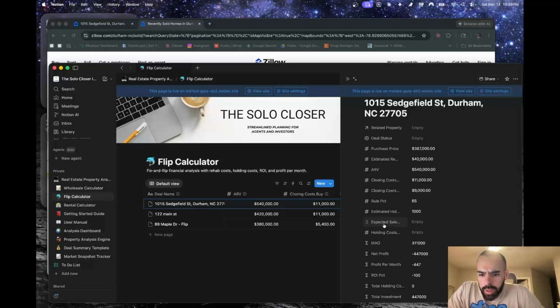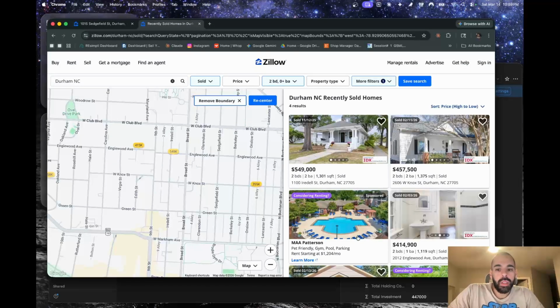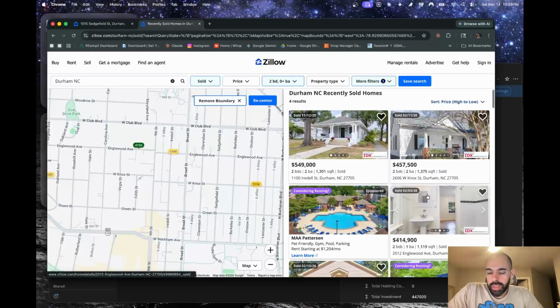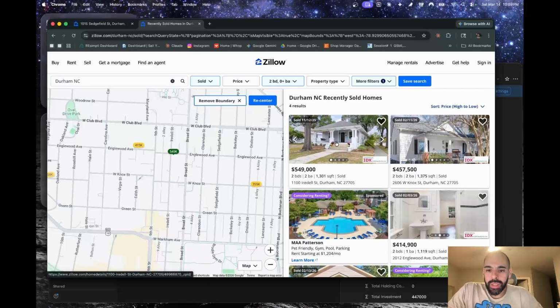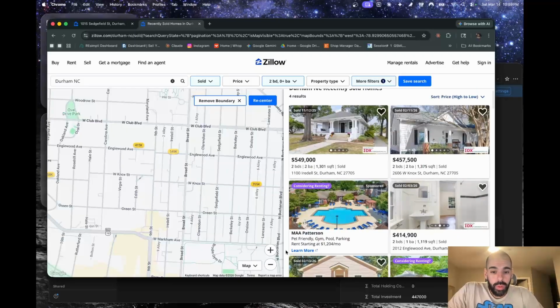Expected sale price, 550, 549. Is that realistic? Let's keep looking. Well, I can see why this is in a better condition though. I wish there was more to show. Let me see if I zoom out.